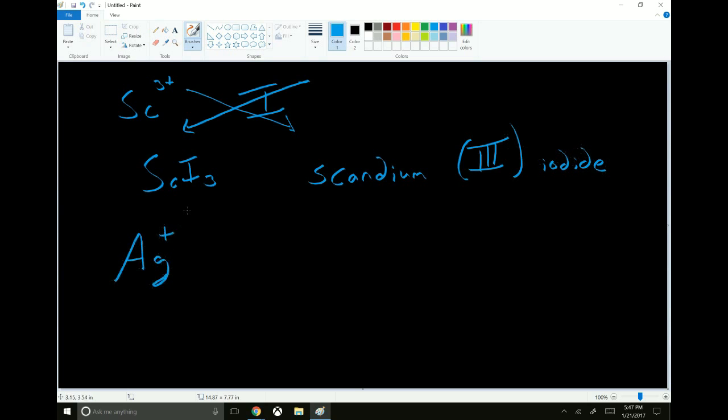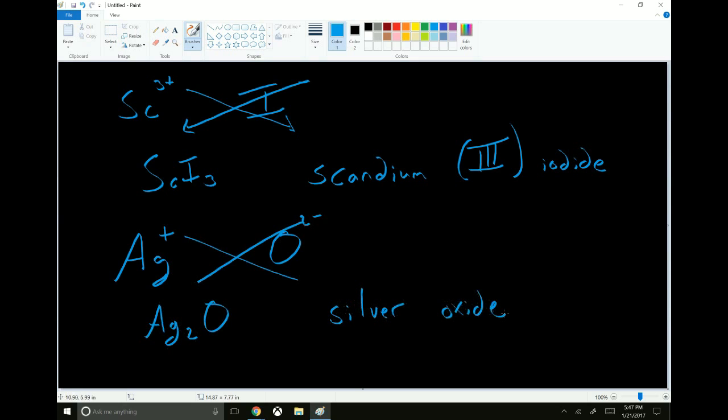Silver with a 1+, and then oxygen with a 2-. Bring the charges down. You end up with Ag2O. And that is silver oxide. Nope, you do not need anything there. That is perfectly fine with just a blank space because silver can only take one charge. Silver is only ever 1+. So remember, silver, zinc, and aluminum are the 3 univalent metals that aren't over there on the left-hand side of the periodic table.